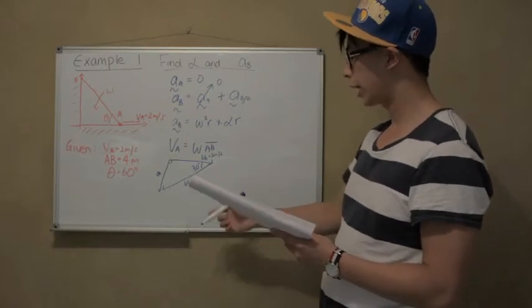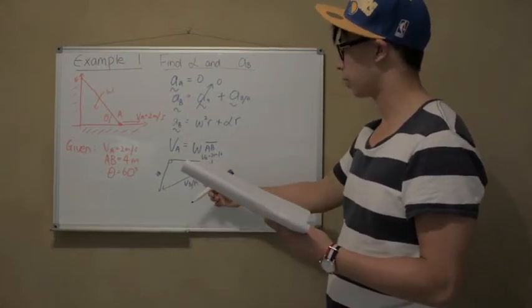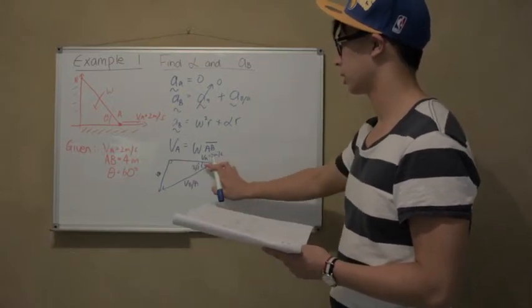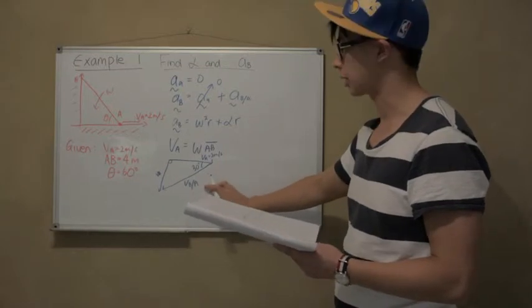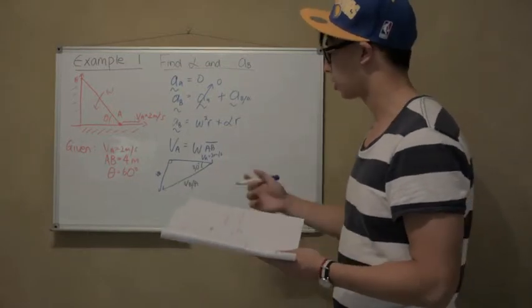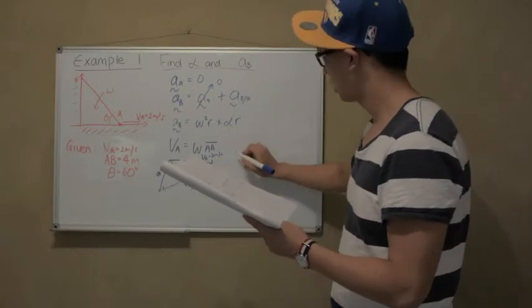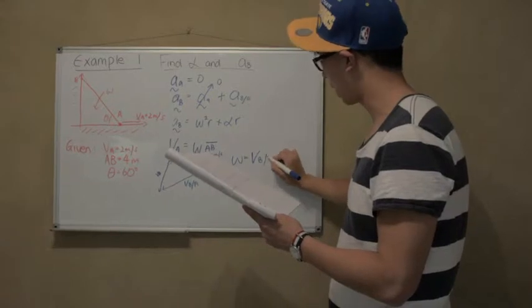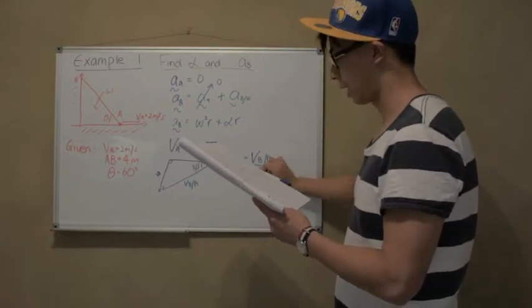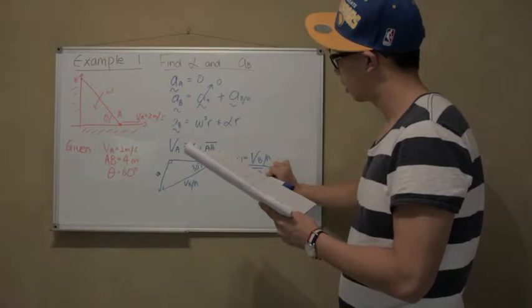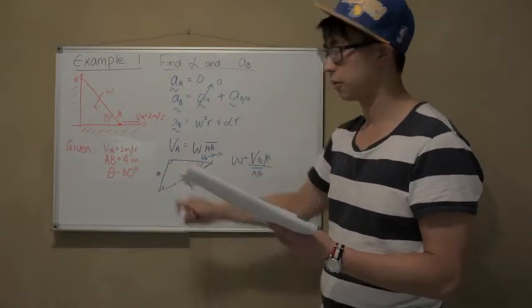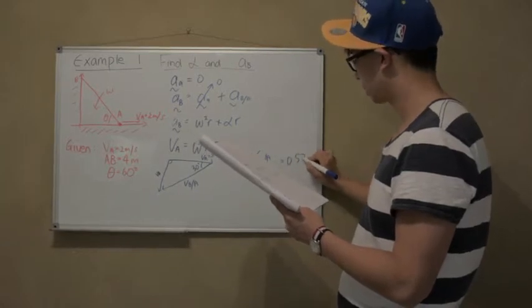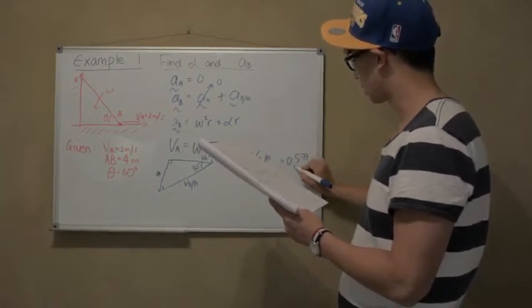Consequently, we can work out what the velocity of B relative to A is using the cos rule. So cos 30 is equal to 2 divided by velocity of B over A, and I'll just write it down for us. Omega is equal to velocity of B with respect to A divided by AB, where AB is given as 4 meters, which gives us 0.577 radians a second.